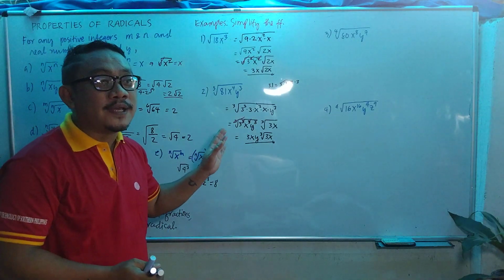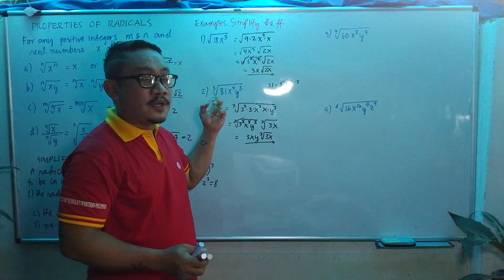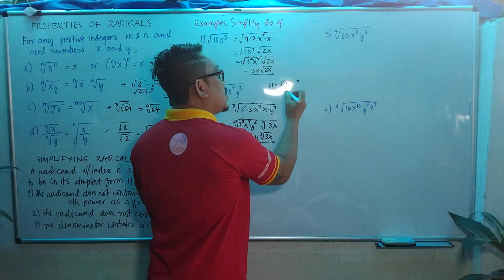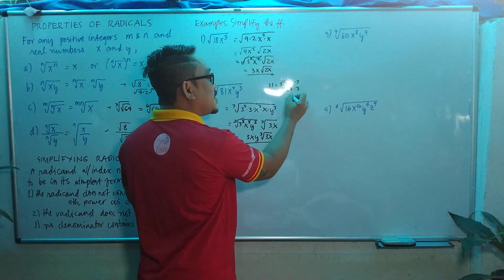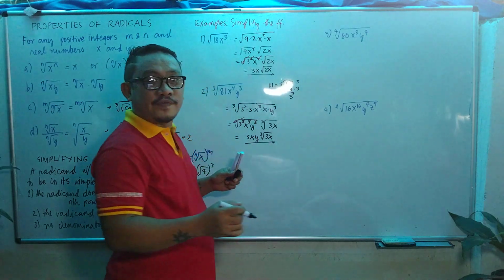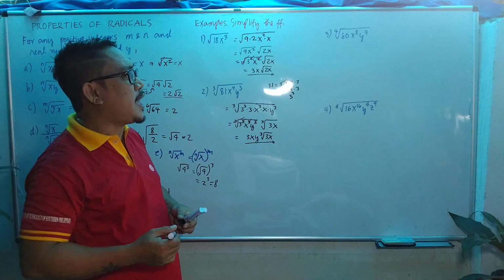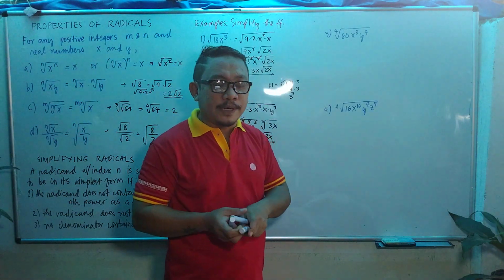Okay, we just broke it down. Here, we are looking for the factors of 81, wherein we just found out that 81 is equivalent to 27 times 3, wherein 27 is just equal to 3 to the power of 3. Now, let's move on to example number 3.